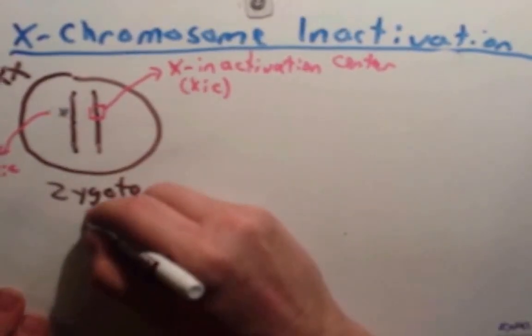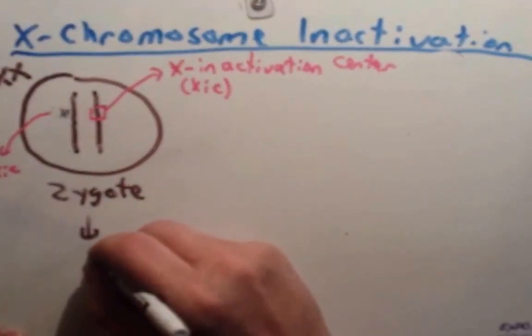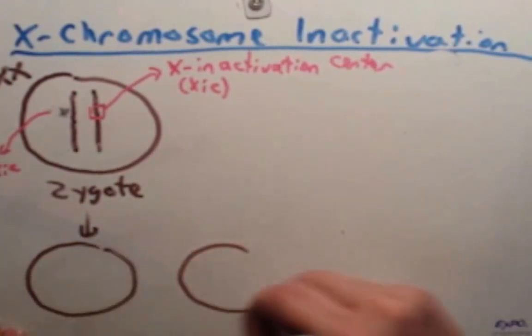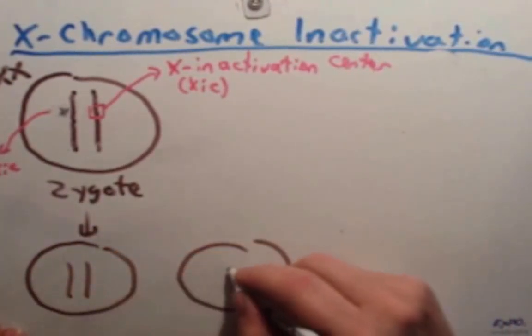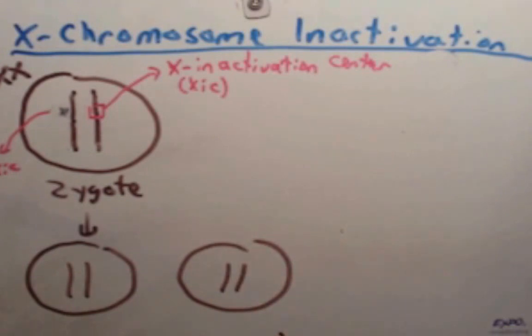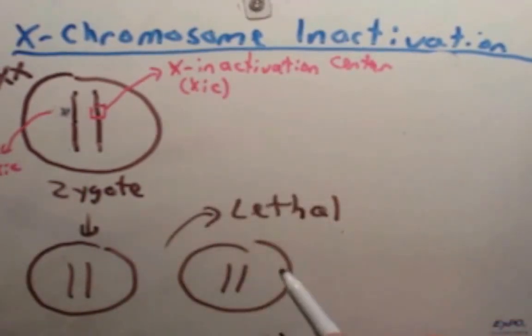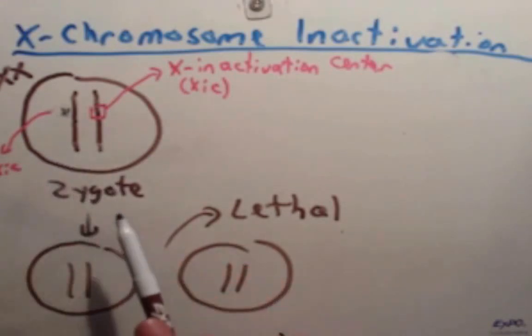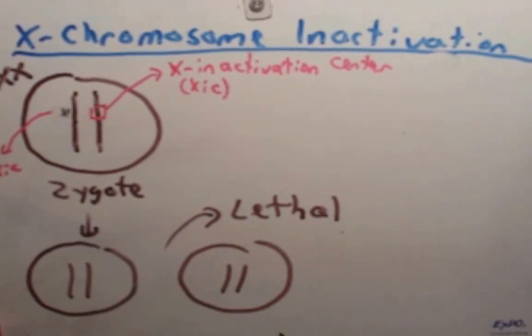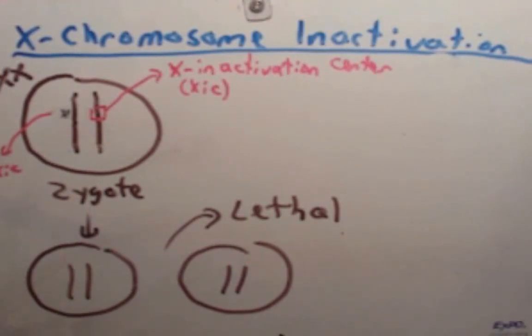So now this cell will continue to grow and divide with 2 X chromosomes fully active. This will be lethal. So not only does that show that the cells are able to count in some way, but it's critical that it counts, because if it doesn't, you end up with 2 fully expressed X chromosomes and then death. So let's erase this down here.